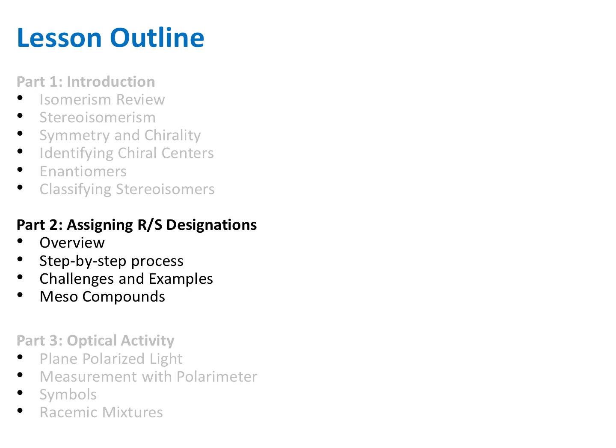Finally, we'll discuss meso compounds, which are a special case in stereochemistry. Meso compounds contain multiple chiral centers, but are achiral due to an internal plane of symmetry. By the end of this section, you will have a thorough understanding of how to assign R and S designations, and the ability to apply these concepts to a wide range of molecules. Let's get started with the overview on the next slide.